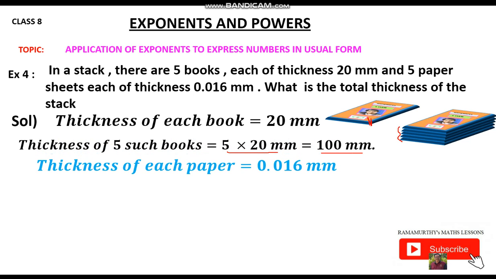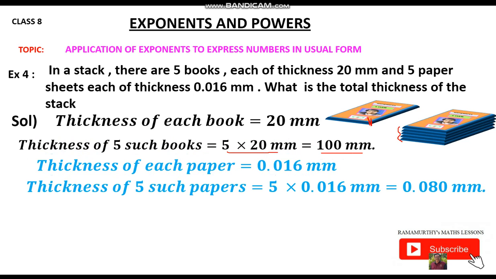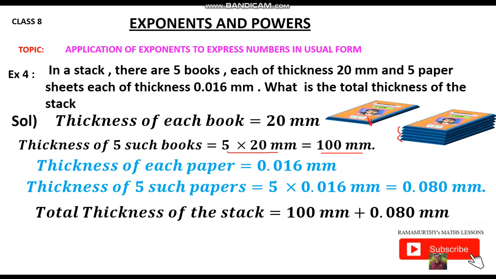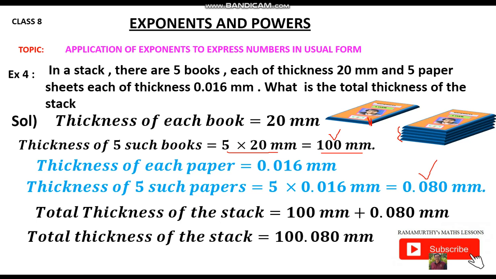Similarly, thickness of each paper is 0.016 mm. Thickness of 5 such papers is 0.080 mm. So total thickness means this 100 mm plus this 0.080 mm gives us 100.080 mm.